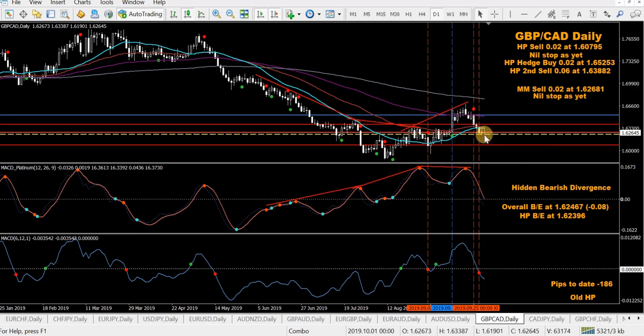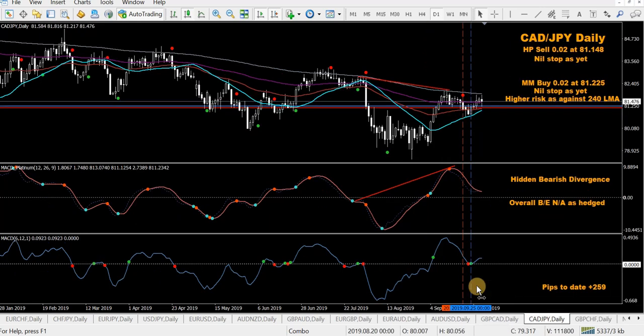The pound's just a bit undecided. Getting close, the MACD platinum's getting close to zero level. Hopefully it'll push down a bit further and we'll just get through here and I can do a bit of trade management, but not looking too bad at the moment.